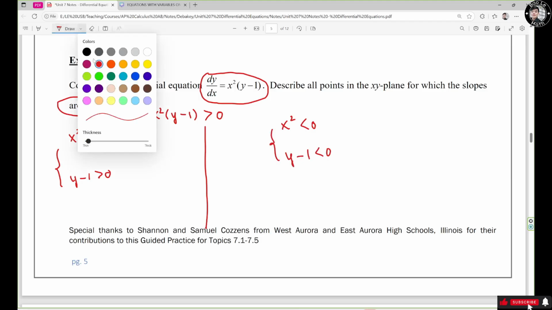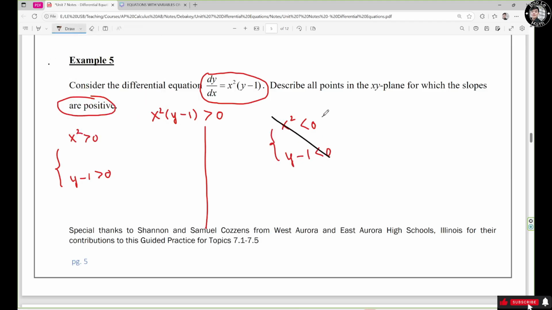But this one is impossible. Why? Because s squared cannot be less than 0, right? So we need to eliminate this case, right? Now we're gonna focus on this one. S squared is always greater than 0 except at s equals 0, right? So you need to write right here, except s not equal to 0, right? Because when s equals 0, when you square it, it's 0, right? So this one is not a solution, right?